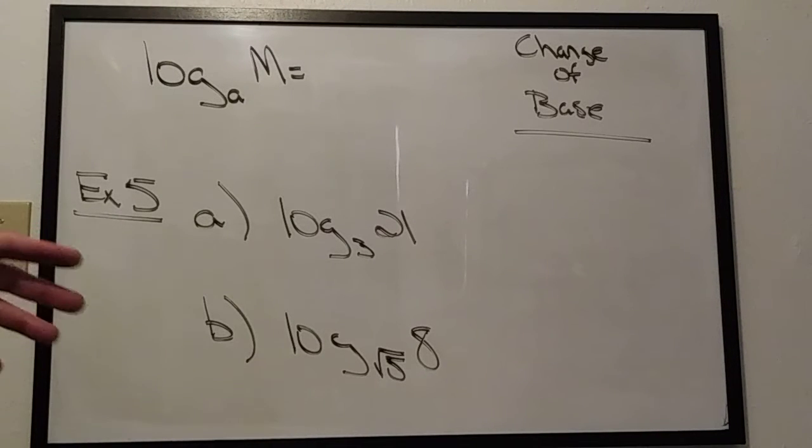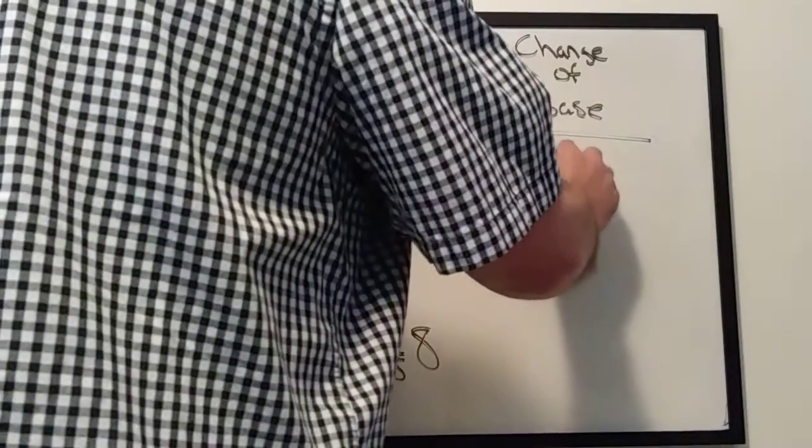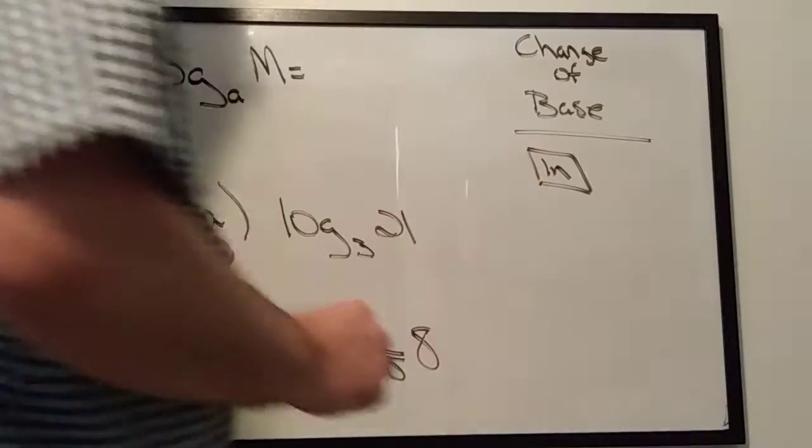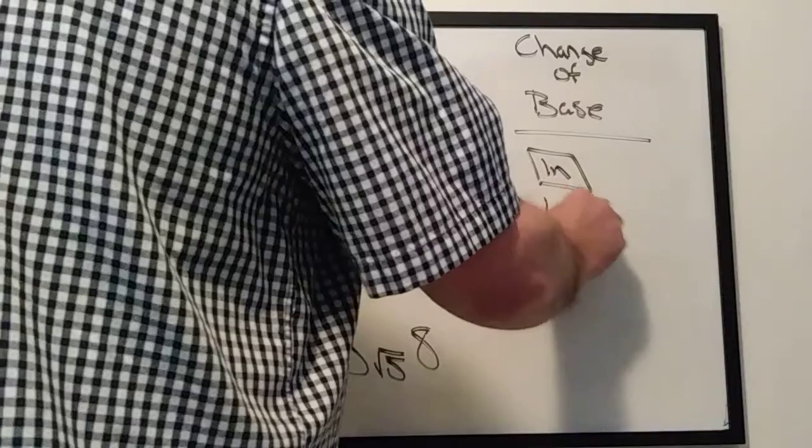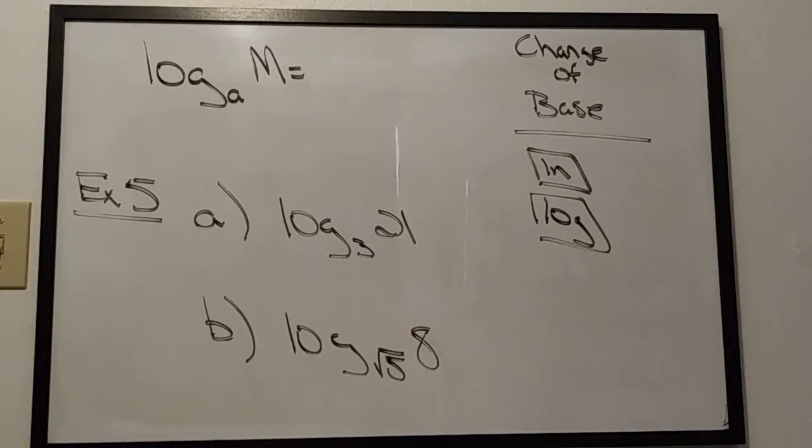Now, if you pull out your calculator, what you're going to find is that you have two buttons on your calculator that are associated with logarithms. One button on your calculator has the ln on it. And remember, once again, that ln is about the natural log. And then you have another one that is log. And that log button is the common logarithm.